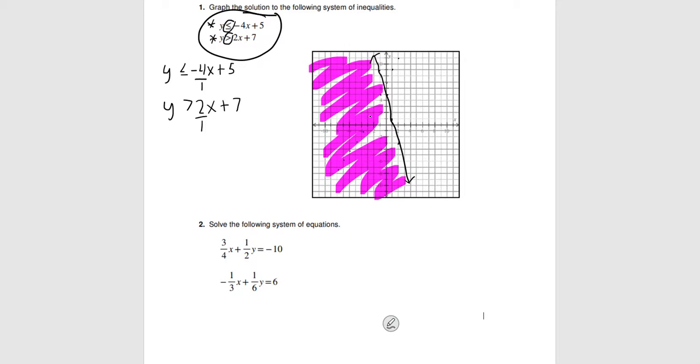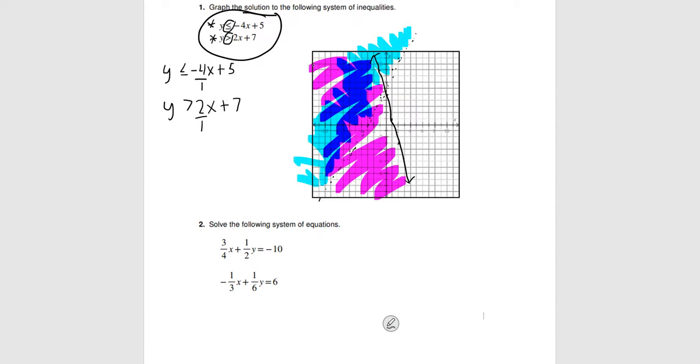And remember, if the line is dashed, that means that the line is not included as part of the solution area. So we have a dashed line. Sorry, I wish I could graph a little better with my tablet, but hopefully you can see that good enough. And then we are going to shade above this time because it's y is greater than. So everything above this line would be here.